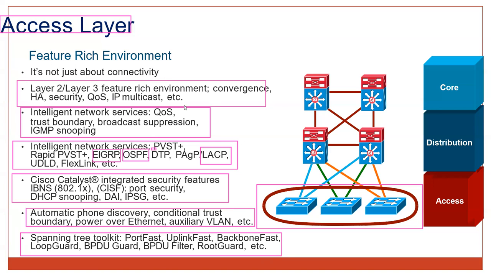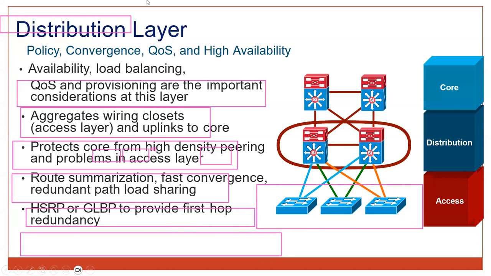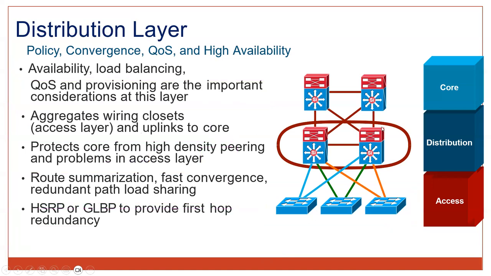Now, what are the features related to the distribution layer switch? Means what are the things you can enable? Now you can see that it is circled here in the distribution layer. One of the most important things we have at this point is to aggregate wiring closets and uplink to the core. So this is something like sandwiched in between the core and the access layer. It provides services to the access switches as well as the core switches. In this particular design, your design may be different.